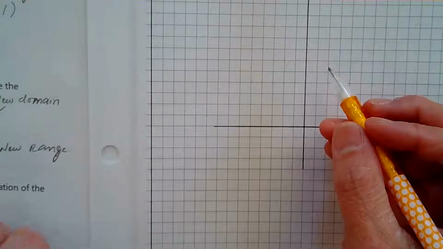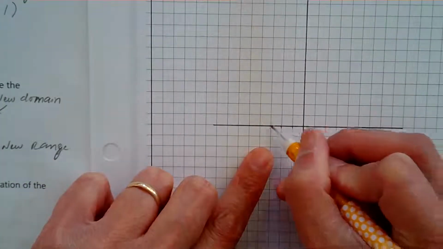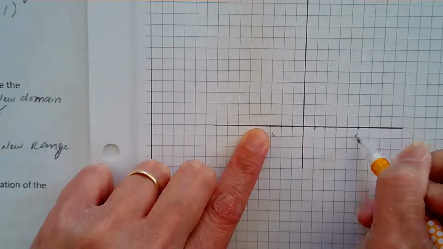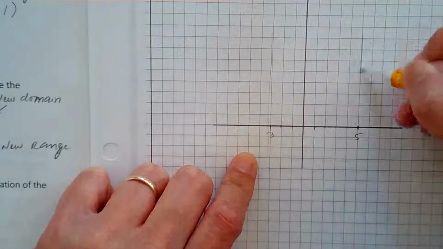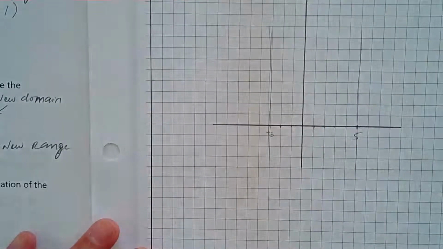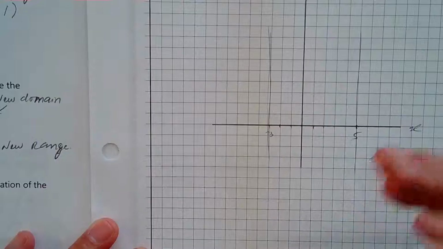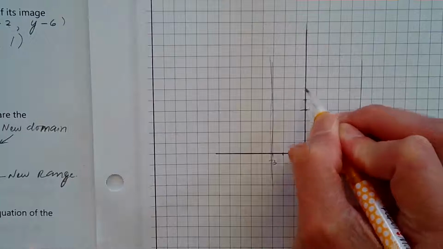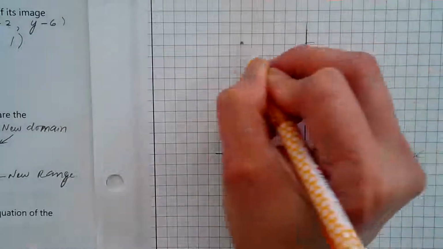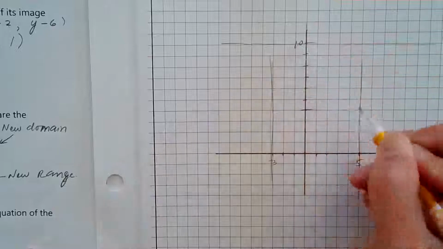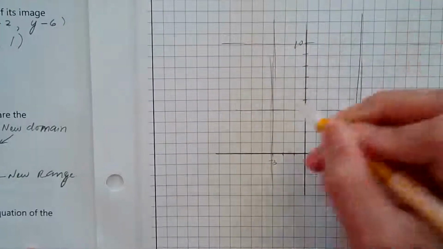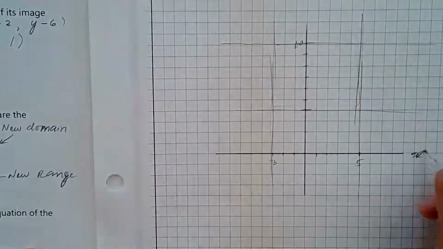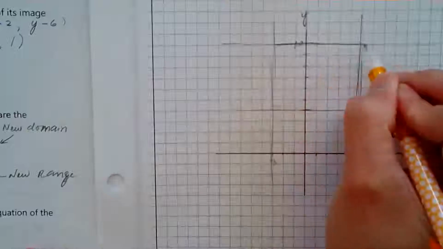So negative 3, 5. So negative 3, 1, 2, 3, 1, 2, 3, 4, 5. So our graph is between here and here, right? Along the x. And the range is from 4 to 10. So really our graph is somewhere in this area here. This is your x, this is your y-axis. Somewhere in here.